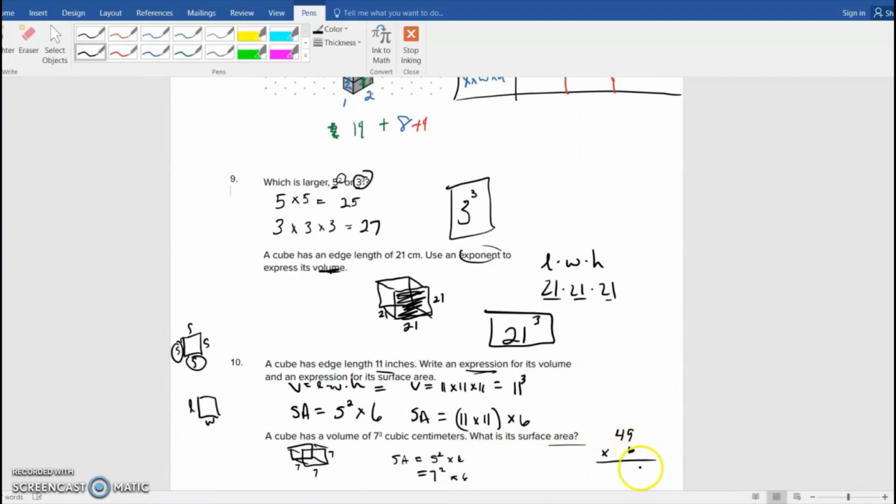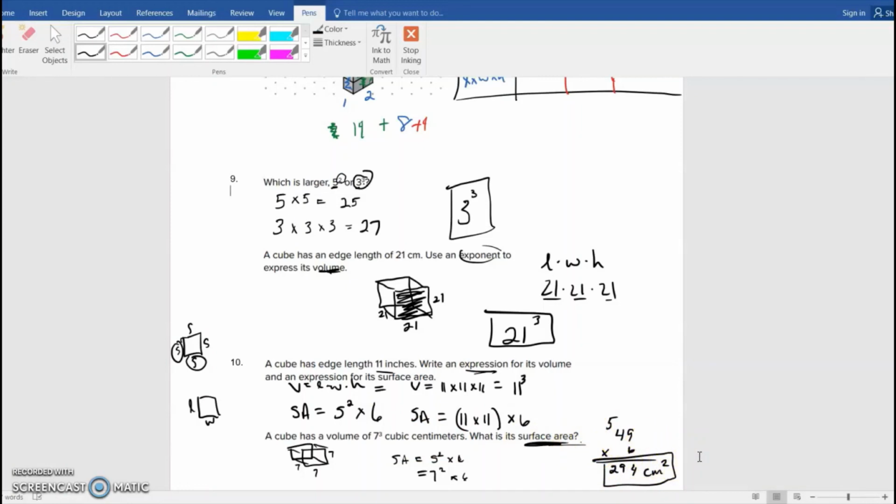9 times 6 is 54. Carry my 5. 6 times 4 is 24, plus 5 is 29. So I come up with 294, and my label would be centimeters squared. Again, I'm just finding the surface area. Area is always squared, multiplying length and width.